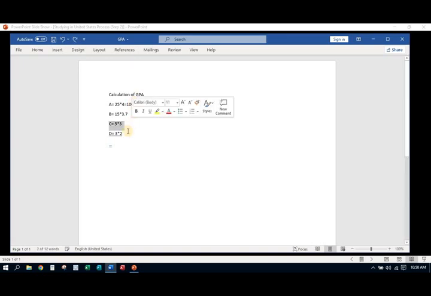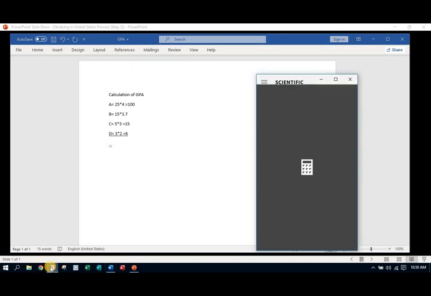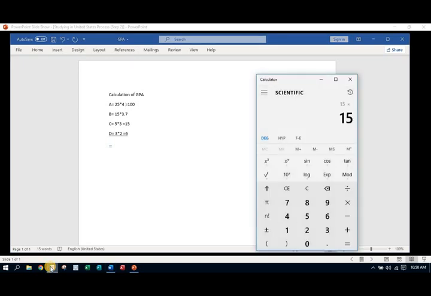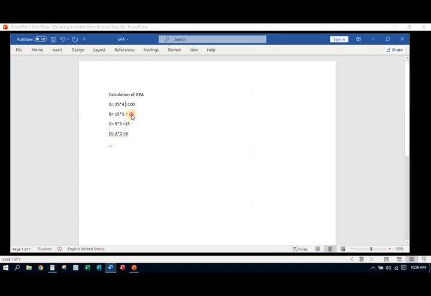So if we multiply this, we are supposed to get 100 for the first one. For this one, it is 6. Then for the 15, I can use the calculator. We have 15 times 3.7, and the answer is 55.5. So 55 is equal to 55.5.